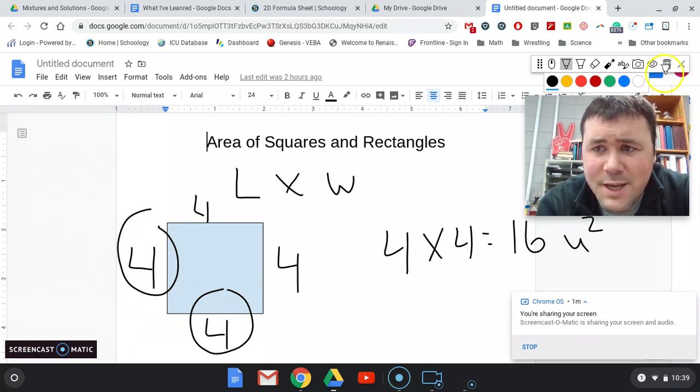Now remember, you can use a calculator for all the problems that you're going to do today. That's completely fine for anything with 2-dimensional and 3-dimensional shapes.